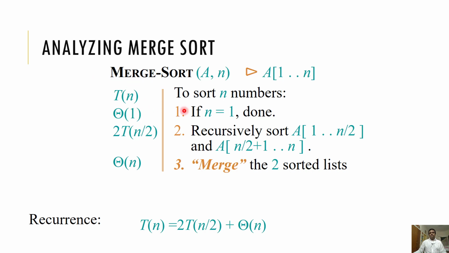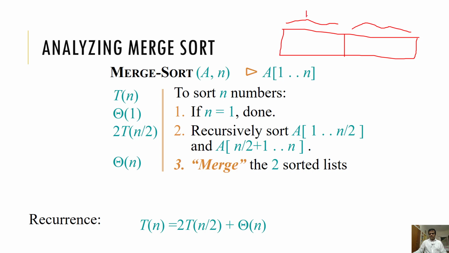Now we have to get the time for each step. This one is theta of 1, because it is just an assignment, which in the asymptotic sense is constant time. Here we are applying two merge sort calls. What is the size of these two calls? We have two sub arrays, this one is n by 2 and this is also n by 2. We are calling merge sort on both sub arrays, each of size n by 2.